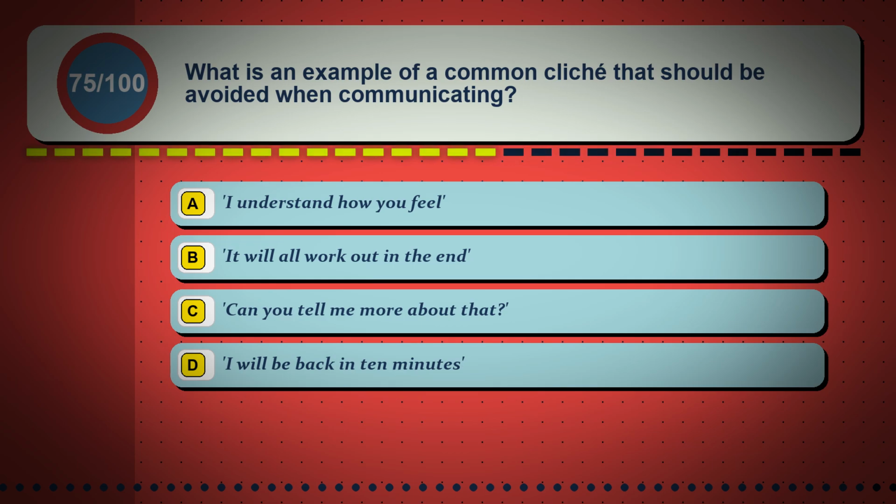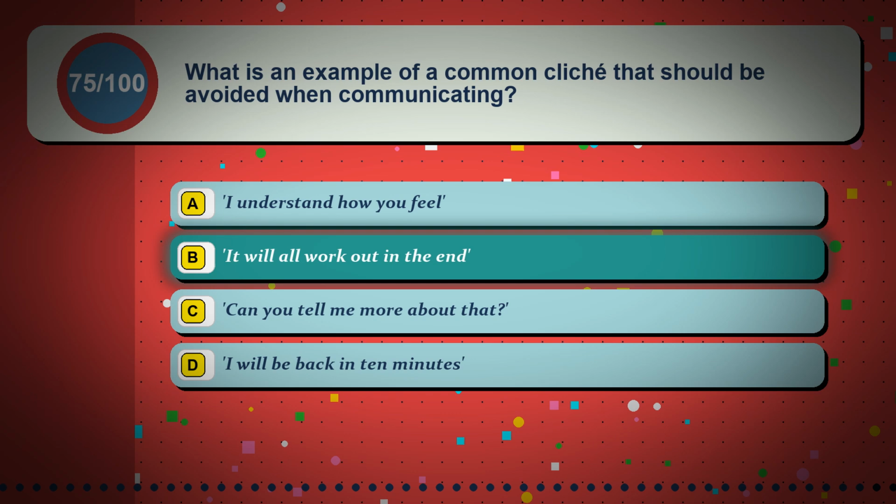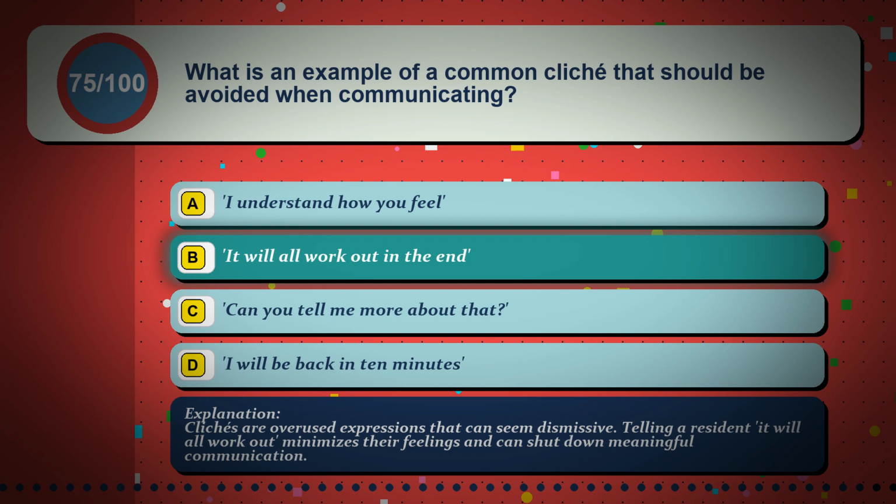Option A, I understand how you feel. Option B, it will all work out in the end. Option C, can you tell me more about that? Option D, I will be back in 10 minutes. The correct answer is option B, it will all work out in the end. Clichés are overused expressions that can seem dismissive. Telling a resident it will all work out minimizes their feelings and can shut down meaningful communication.